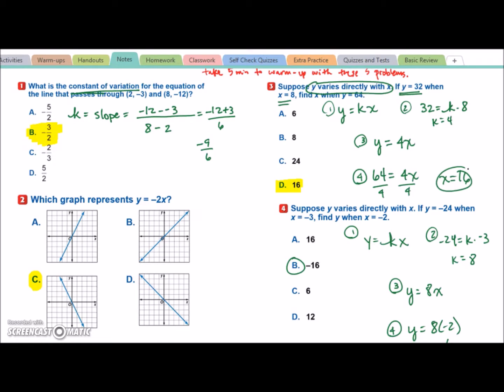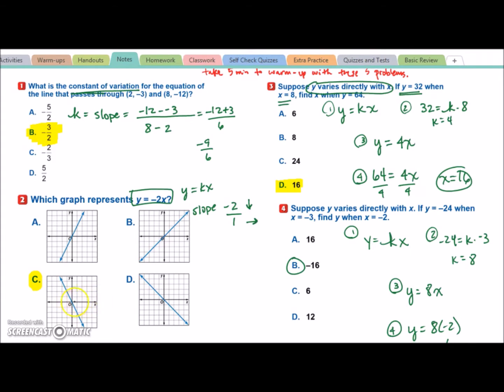I'll go back over here to number 2. It says, which graph represents y equals -2x? Well, we recognize that is a variation equation because it looks like y equals kx. So I know it goes through the origin, which all 4 of those choices do. And I know that the slope is -2, which is -2 over 1. So from the origin, I'm going to go down 2 and to the right 1.